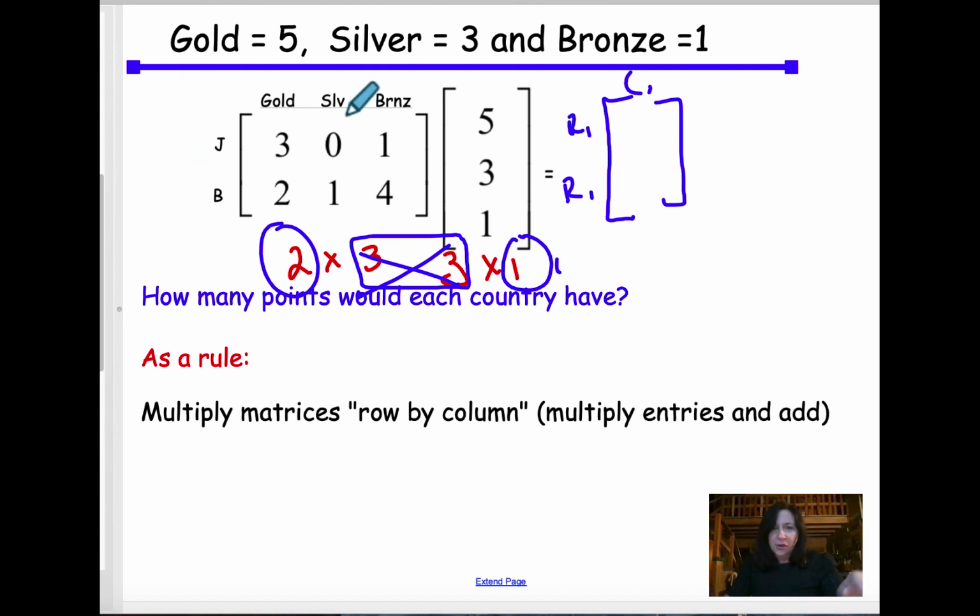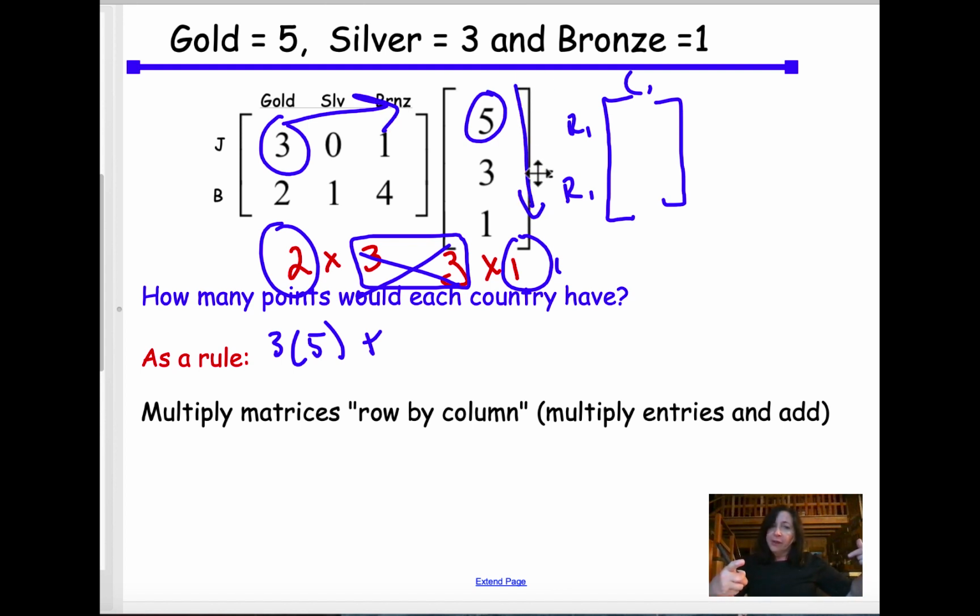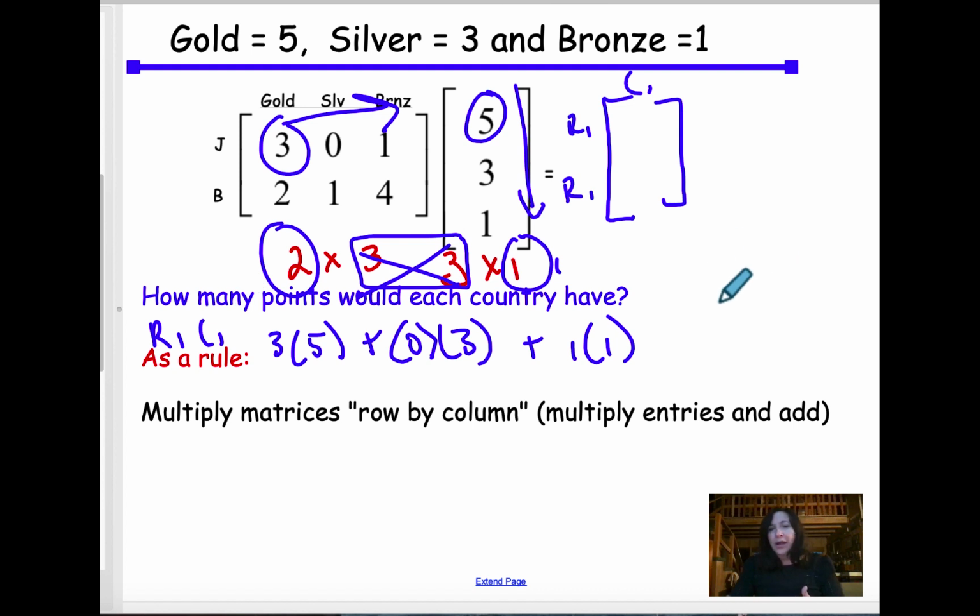So this is what you're going to do. Basically, it's going to be 3 times 5. So this is going across, and this is going down. So I'm going 3 times 5 plus 0 times 3, plus 1 times 1. And so for that one, that's row 1, column 1. I'm going to get 15 plus 0 plus 1, which is 16.